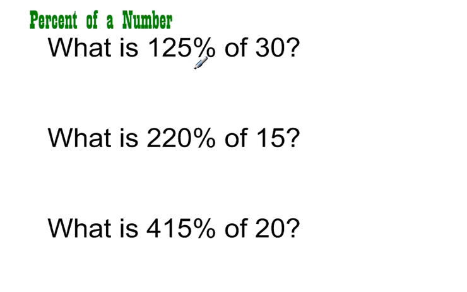I'm going to get this first one set up for you as a model. Remember that the decimal is always at the end of the number if it's not written. I move the decimal 2 times to the left. That's going to give me 1.25. So my multiplication will be 1.25 times 30.